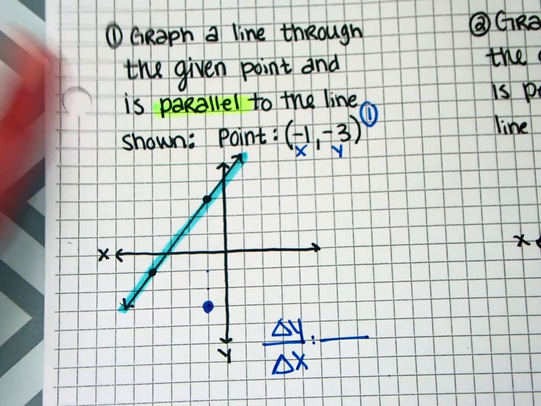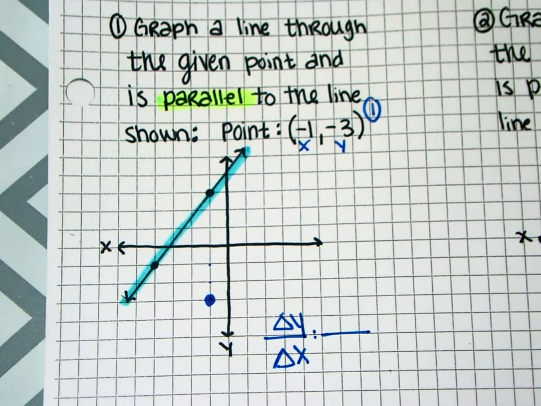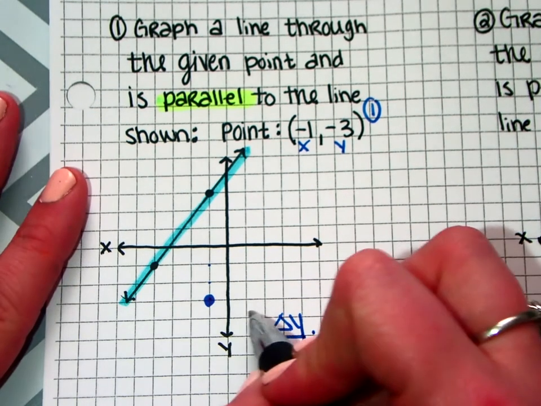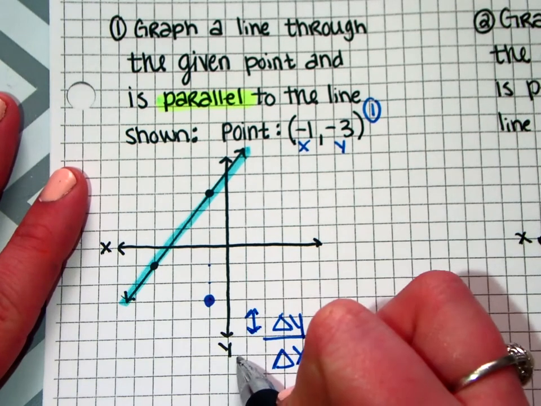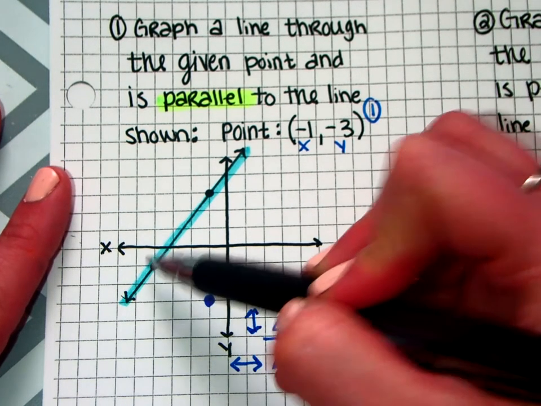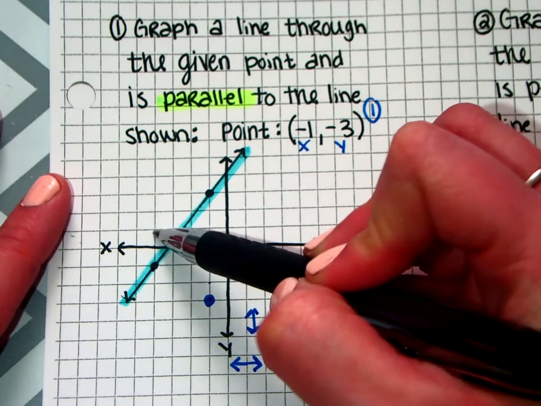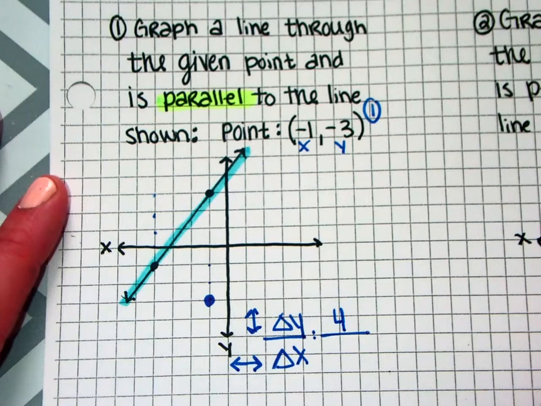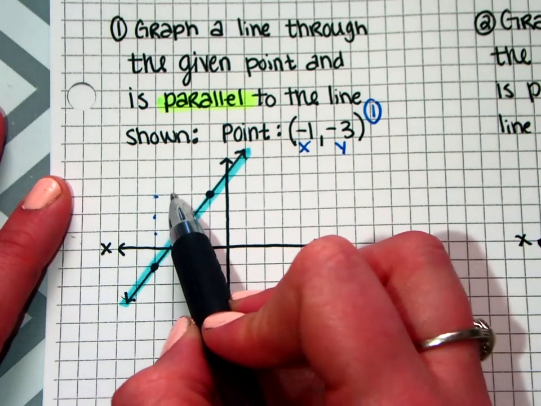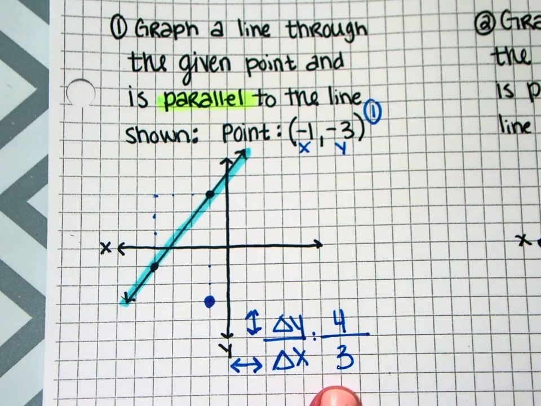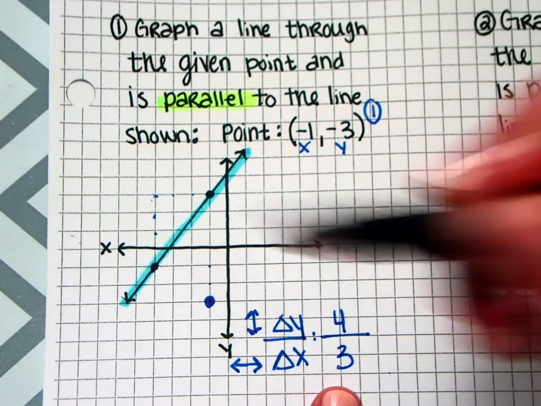That's one thing that we tend to mess up: we write Y over X, but then we count it X over Y. The best way to help you do this correctly is to count in the Y direction first, then count in the X direction. So I'm going to start here. I'm going to count up 1, 2, 3, 4. Up 4 is a positive 4. And then I'm going to count right 1, 2, 3. So my slope is 4 over 3. I counted up 4 and right 3.